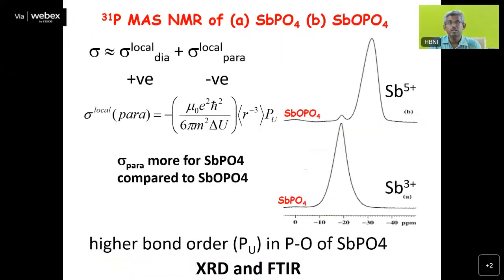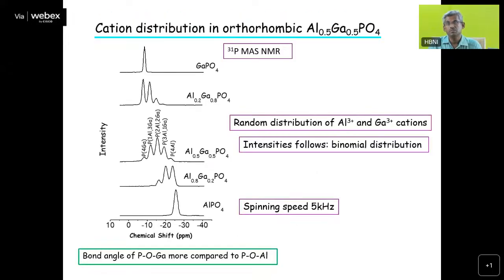We were discussing the origin of phosphorus-31 NMR chemical shift last class. We discussed SpPO4 and SpOPO4 and how there is a large shift in the chemical shift value. I have just introduced this topic: if you have pure gallium phosphate and pure aluminium phosphate, you can see there is a difference. The line shape is first of all different. This is relatively broad compared to this one. This is relatively sharp. Chemical shift difference or the line width is smaller here.